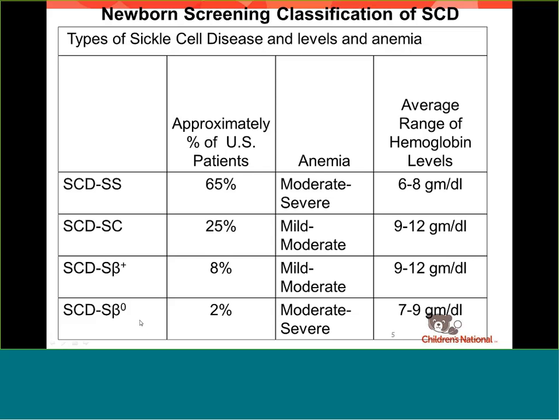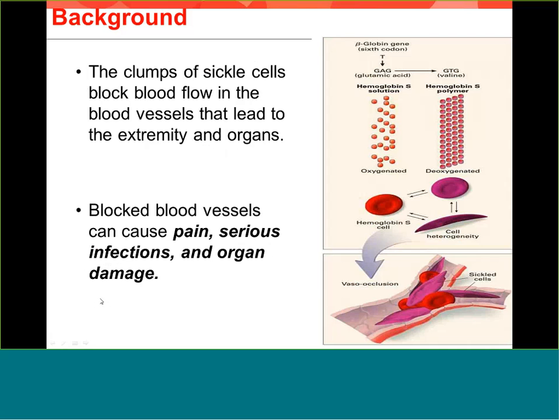And sickle beta thal 0. In that case, you inherit one of the sickle cell genes and a beta thalassemia gene, where they'll make no normal hemoglobin A, and they have moderate to severe anemia and hemoglobin 7 to 9. So hemoglobin SS disease and sickle beta thal 0 are very similar to each other. The only big difference is the MCV. They're more microcytic on blood smear.